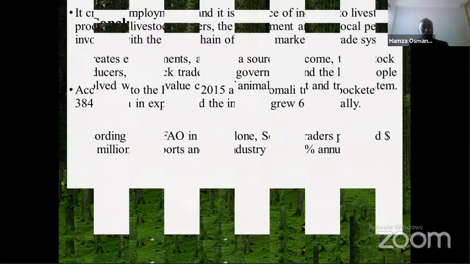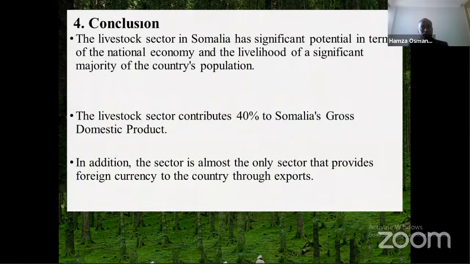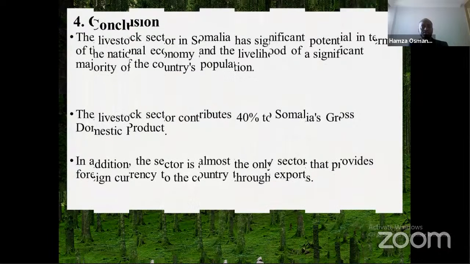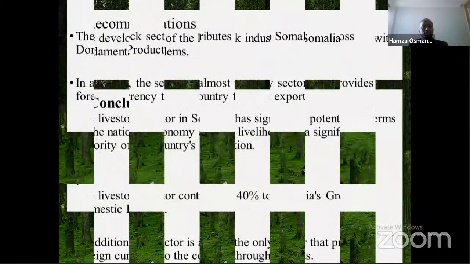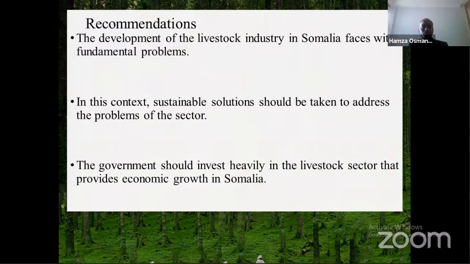In conclusion, the livestock sector in Somalia has significant potential in terms of the national economy and the livelihood of a significant majority of the country's population. The livestock sector contributes 40% to Somalia's gross domestic product. In addition, the sector is almost the only sector that provides foreign currency to the country through exports. I would like to give some recommendations to the government in order to improve the production of the sector.